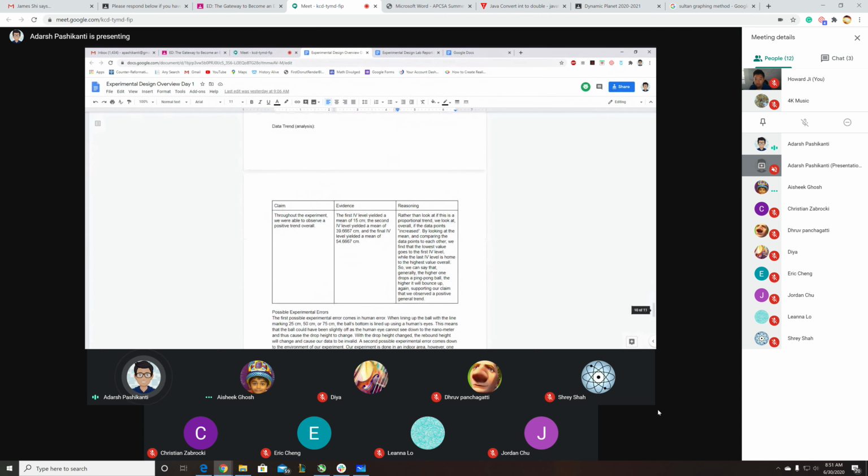And then data trend analysis. Okay, I'll be honest, I kind of got a bit lazy here. But so the claim: throughout the experiment, we were able to observe a positive trend overall. So for the data trend, do the points go up, down, or just randomly, or stay the same? So on your graph, can you go back to the graph? Sorry.